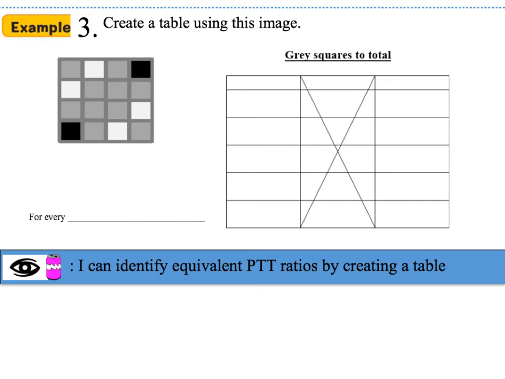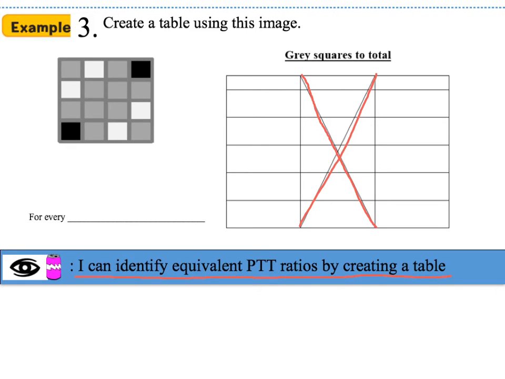So we've got an image with some squares with different colors, and notice that our I can statement down here has changed, because now it says I can identify equivalent part to total ratios by creating a table. So our part to total ratios, notice from our key concepts we kind of crossed out the middle column because we don't really need it now, because you don't need 2 parts to it.